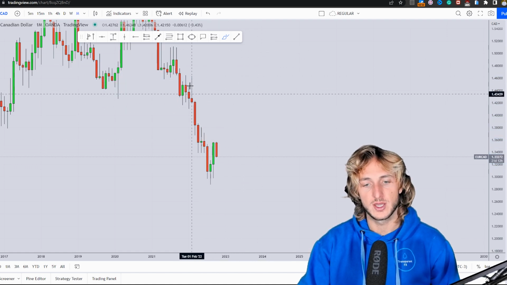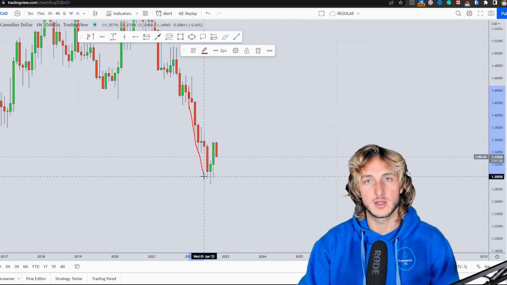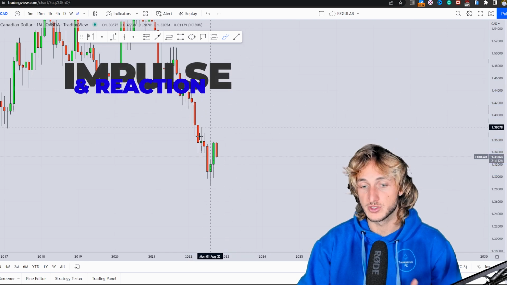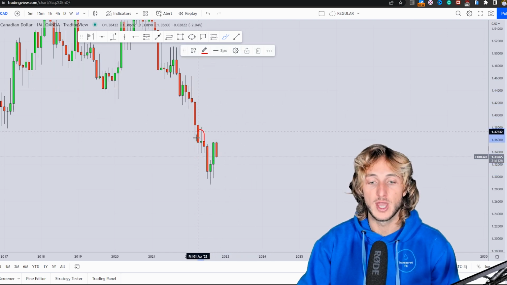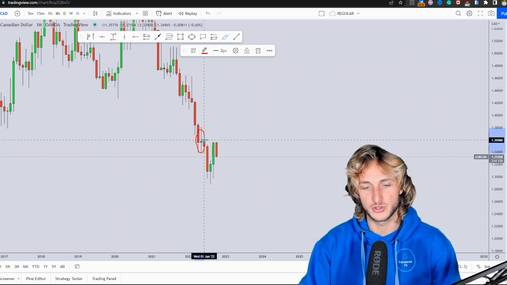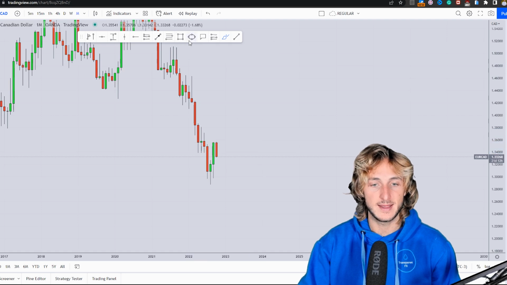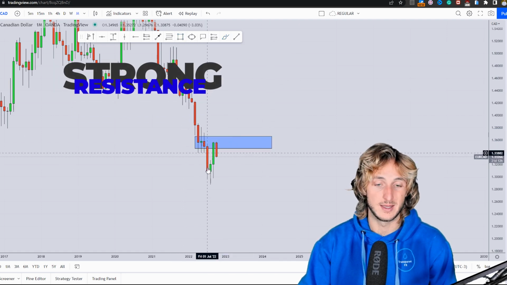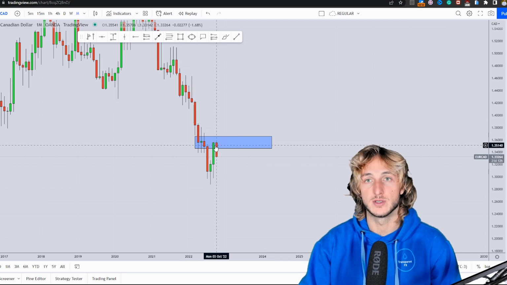Now, when you have a strong impulse to the downside, showing very strong bearish momentum, and the market creates a reaction to an area which is so strong that you get a close to the opposite side of the overall trend, that indicates that at that level you have very strong resistance. In this case, resistance because we are approaching it from below.